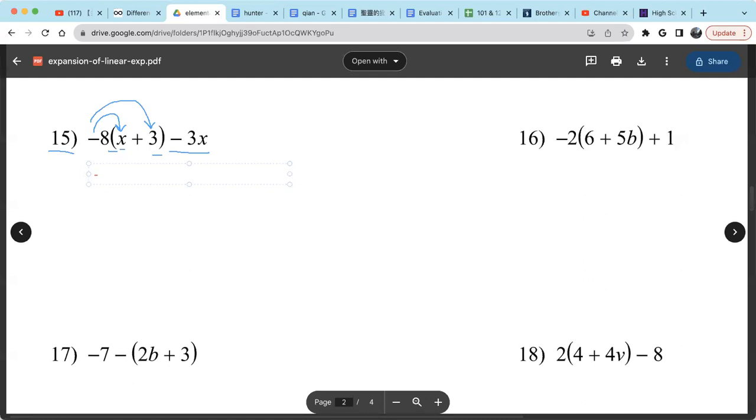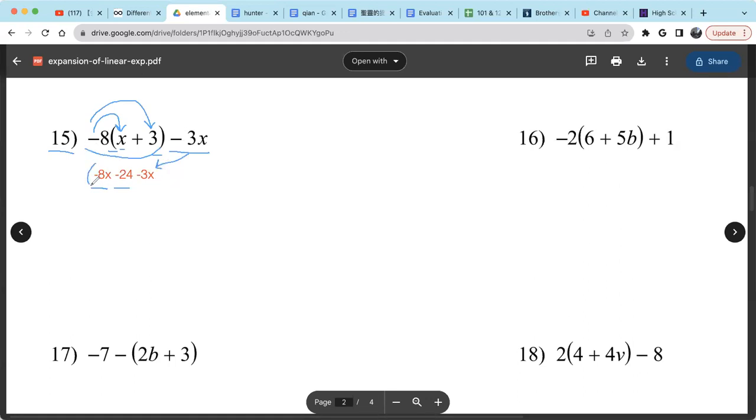So negative 8 times x, that's negative 8x. Negative 8 times 3, that's negative 24. You have to be good with your timetable, okay? Again, then I have minus 3x. So this term, these two factors, where negative 8 is a factor, x plus 3 is a factor, we multiply out, I get negative 8x minus 24. Then this negative 3x, I just keep writing it.